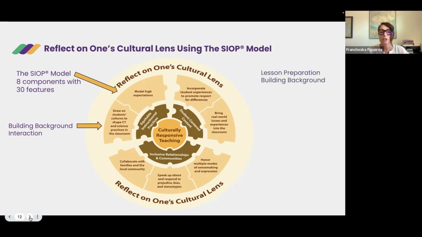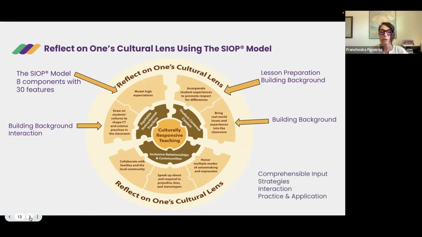Our next section or opportunity, student-centered content: incorporate student experiences to promote respect for differences. I could say with this section, we could include the 8 components and 30 features, but I added lesson preparation and building background. Bring real-world issues and experiences into the classroom. That's a seamless alignment. I don't think I need to explain much on that. And so, inclusive relationships and communities: honoring multiple modes of sense making and expression.